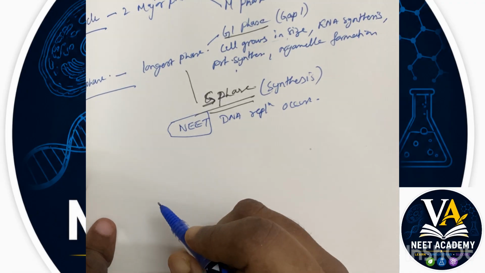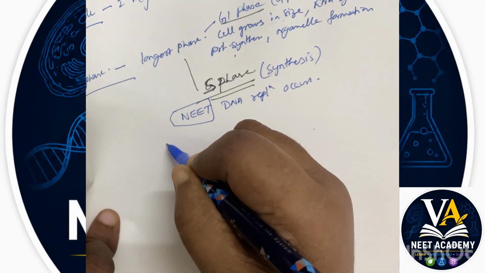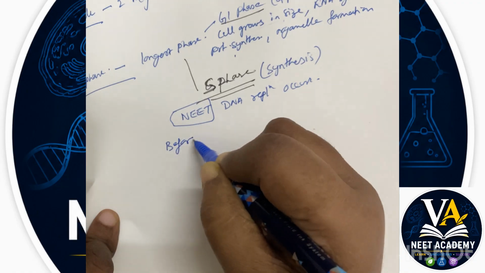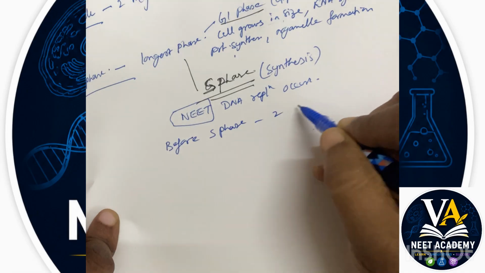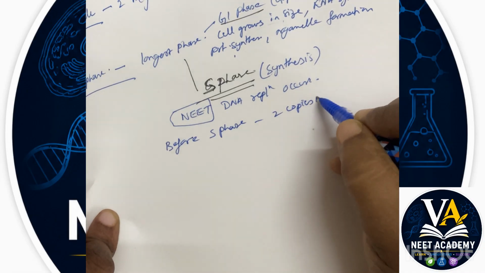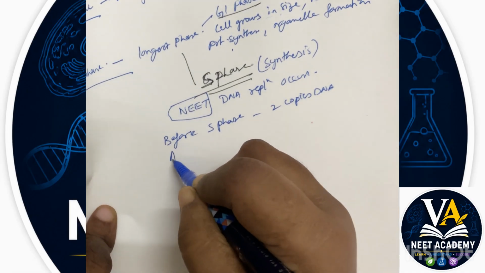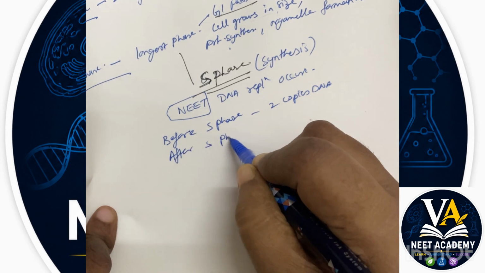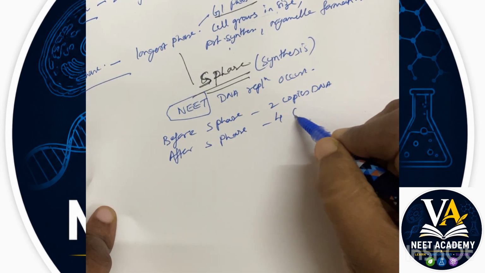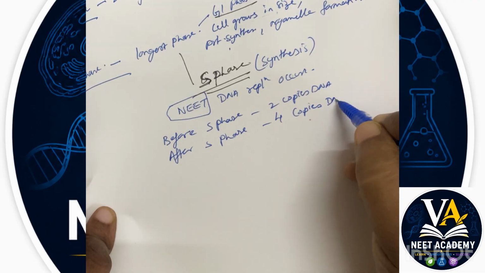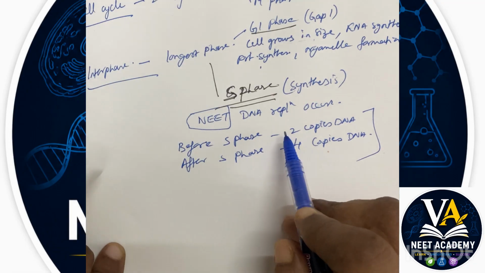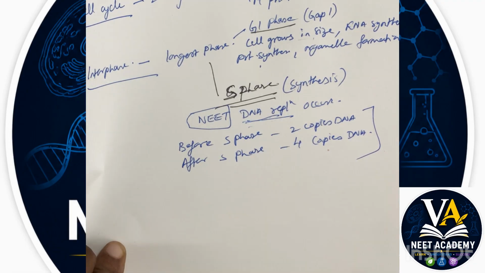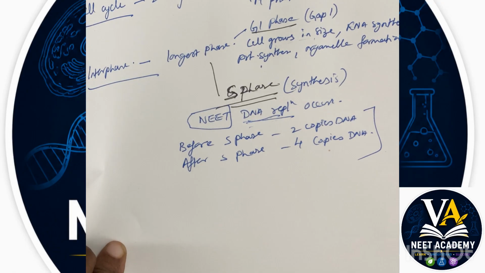The DNA replication happens. You can just imagine before S phase there are supposedly 2 copies of DNA. So what happens after S phase? After S phase there will be 4 copies of DNA. Got it? So what happens in the synthetic phase? There is the replication of DNA. The DNA replicates, or increases, its number to double.